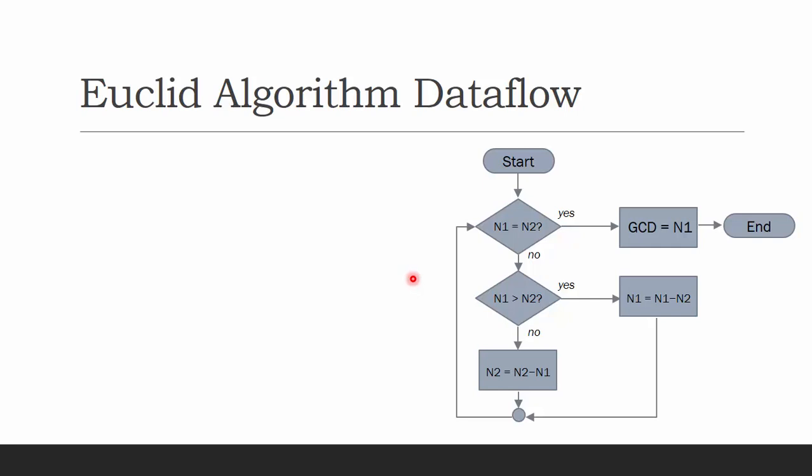So remember just now, we have this flowchart. Again, we need to convert this flowchart into a data flow so that we can construct an RTL system from it.